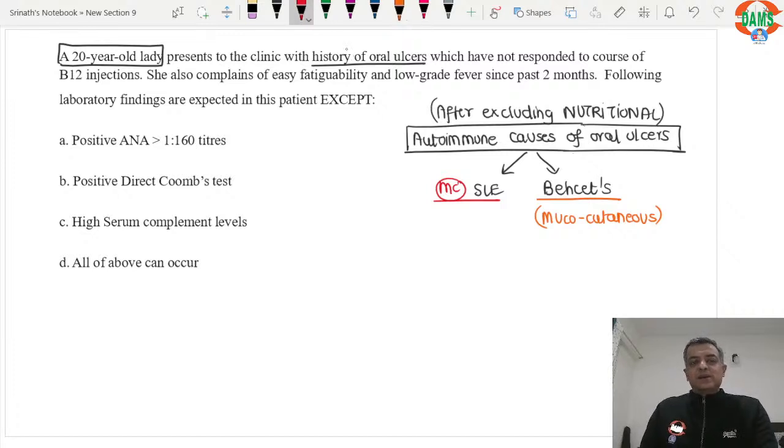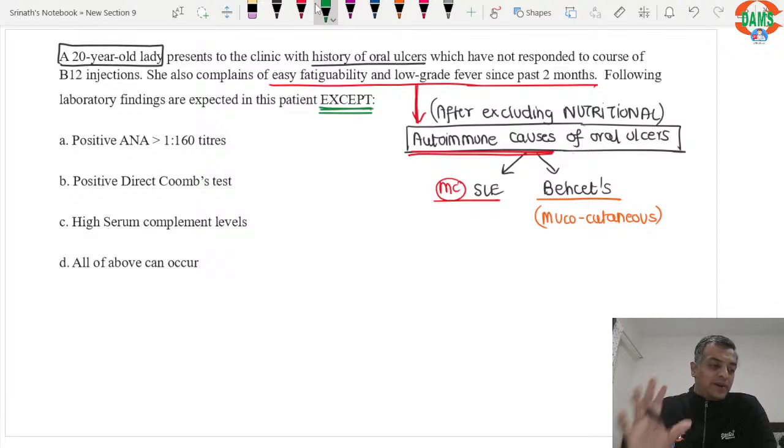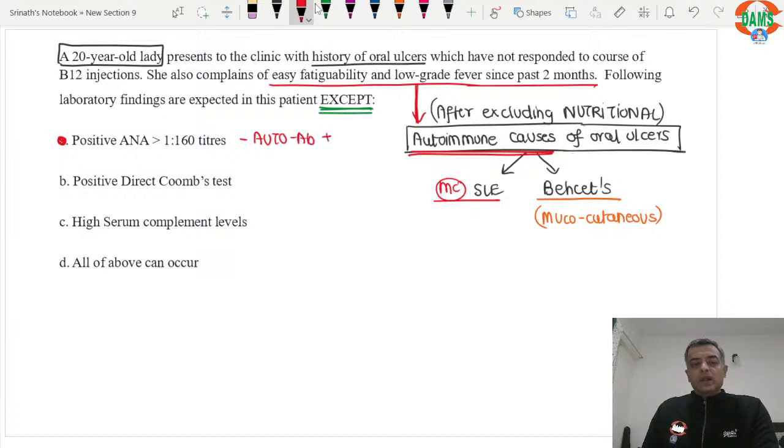But she complains of non-specific symptoms, easy fatigability since the past 2 months. Answer could be both. Fever and low-grade fever also favor autoimmune pathology. So in autoimmune pathology, the following findings are expected except for which? We don't know the cause, but in autoimmune pathology, you can definitely expect autoantibodies to be present.